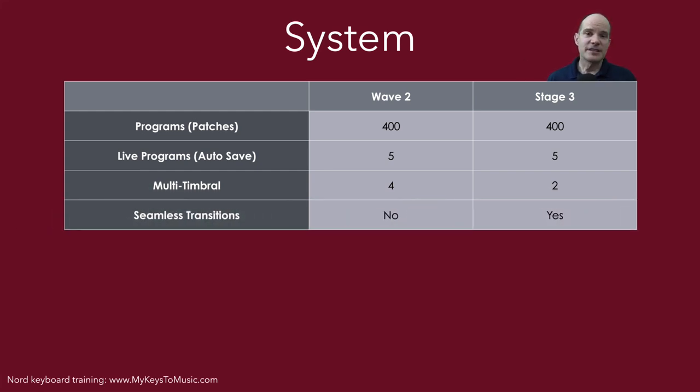Seamless transitions, and this is a big deal for a lot of people, and I'll demo that right now here, but the Wave 2 does not have the capability of a seamless transition, whereas the Stage 3 does. Again, if you recall back, the Stage 3 also has that up and down pedal. So as you're moving up and down the pedal, you have seamless transition just between the sounds, which for a lot of people is a big deal. The Wave 2 does not have that option, so if you are going to switch sounds, you'll want to make sure that you're not hearing anything at the moment, or it's going to be a very abrasive cutoff.